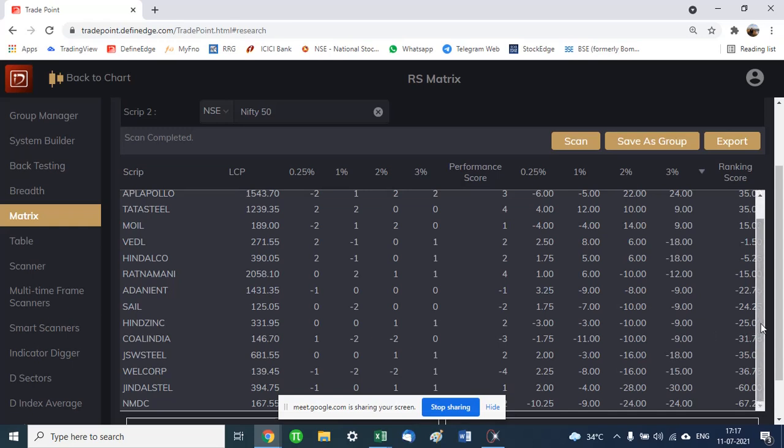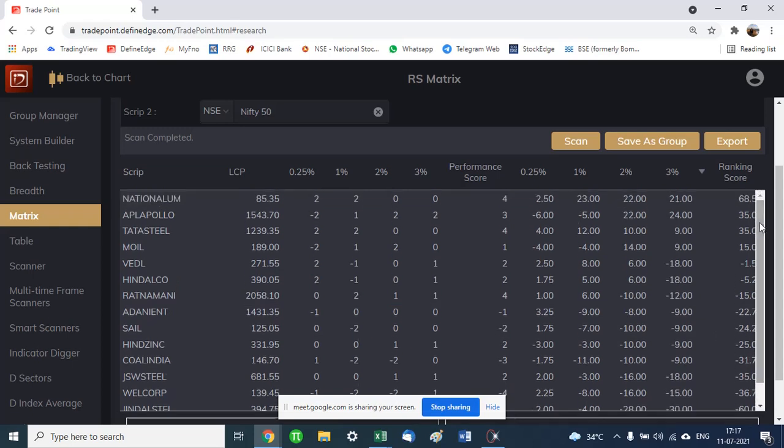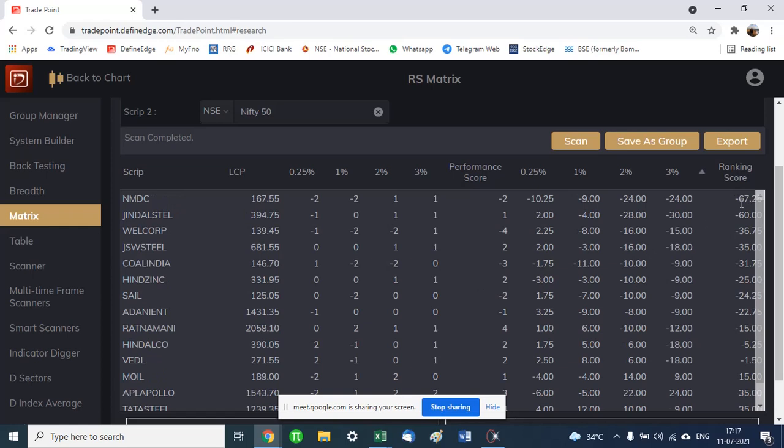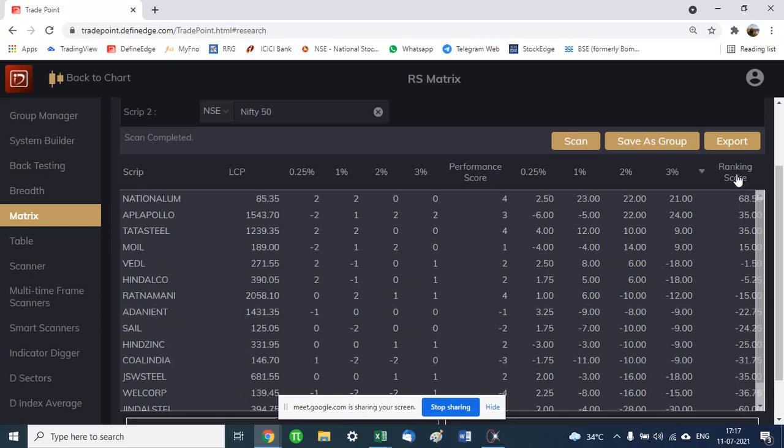So once we identified the sector, this RS matrix can be used to identify which are the stocks from that sector that are bullish and that are bearish, right? So if we get a bearish sector, then we want to look for shorting opportunities. We look for the weak stocks, the stock with the lowest ranking, negative ranking. And if we get bullish sectors, then we want to look for strong stocks to buy. So we look for positive scores and we get Nalco and APL Apollo as the top picks.